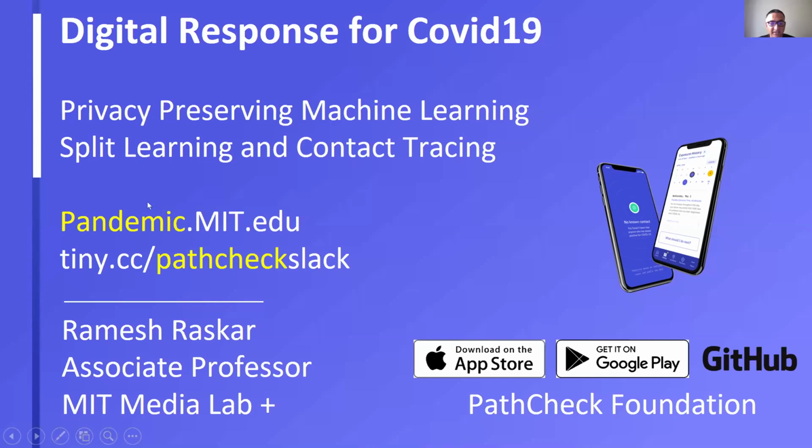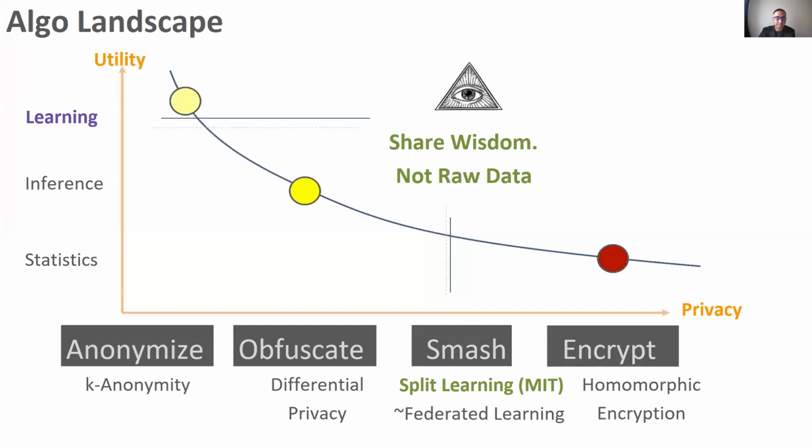Thank you, Athina. Wonderful to be here. I'm Ramesh Raskar at MIT and also founder of the PathCheck Foundation. Today I'm going to talk about privacy-preserving machine learning for split learning as well as contact tracing. We encourage you to go to our website, pandemic.mit.edu, or join our Slack channel, tiny.cc/pathcheck Slack.